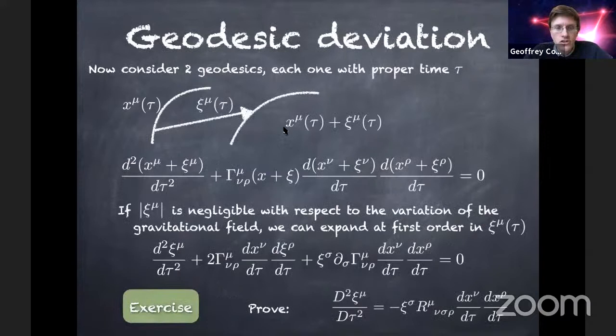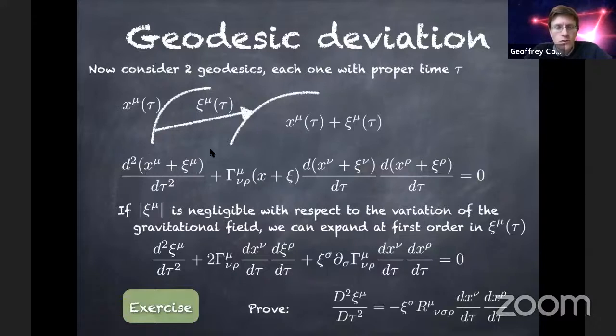So now the geodesic deviation. If you have two geodesics, each parameterized with proper time tau, and you imagine there is a deviation vector xi between these two. So there is x, and there is x plus xi. If you write down the geodesic equation for x plus xi, you obey this equation. Now, if the deviation is small, in the sense that it's negligible with respect to the variation of the gravitational field, we can expand at first order in xi.